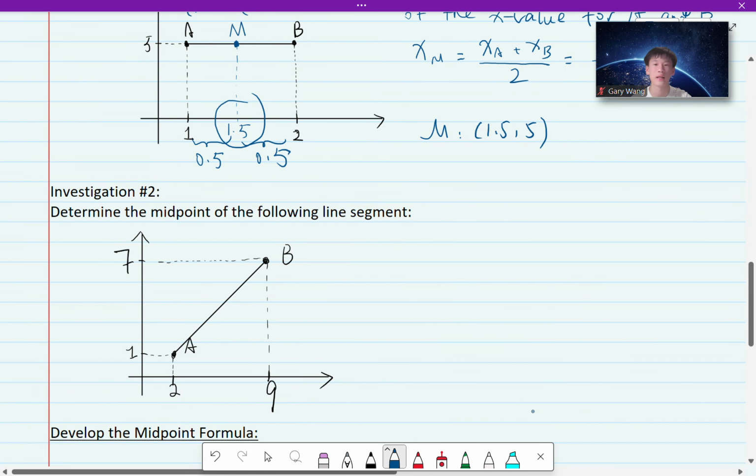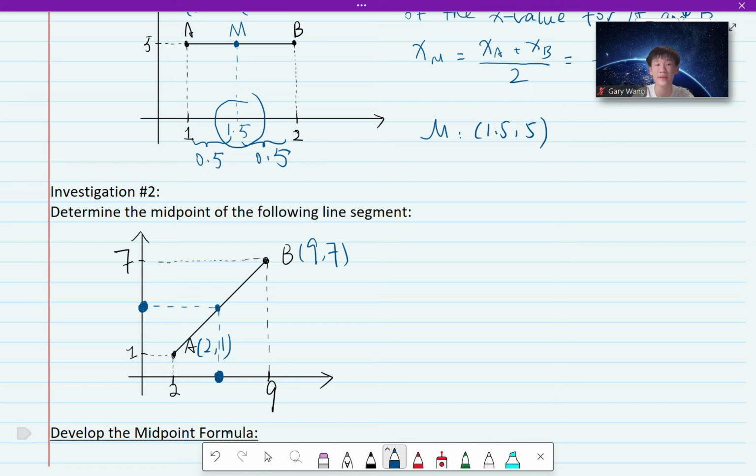So still, we want to first identify the coordinates. So this is (2, 1), and this is (9, 7). So this time, we want to recognize that if the midpoint is right here, it would have a y coordinate somewhere right here and an x coordinate somewhere here.